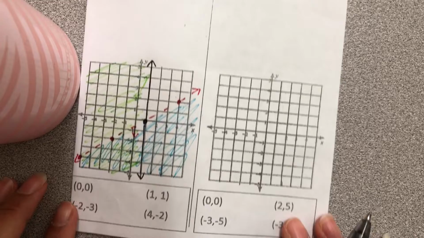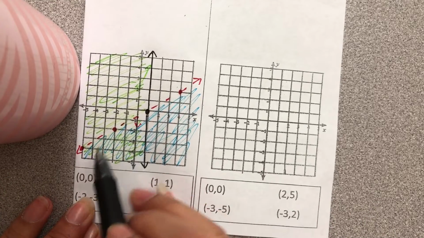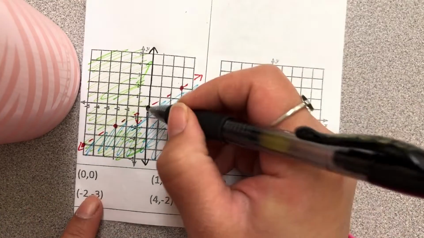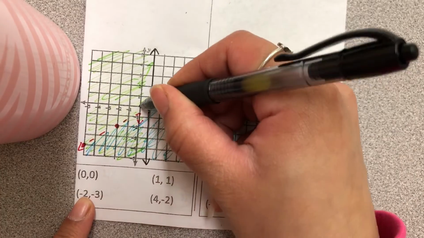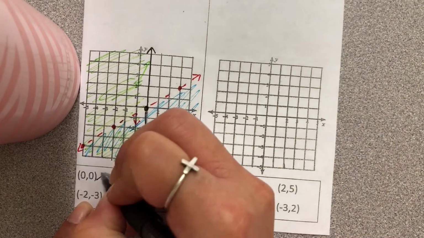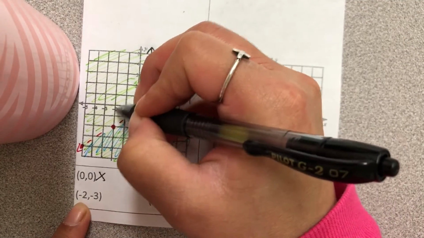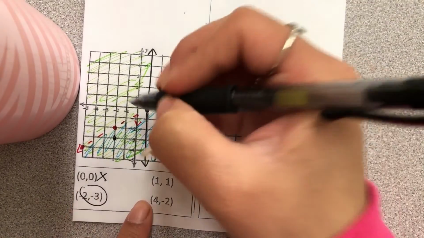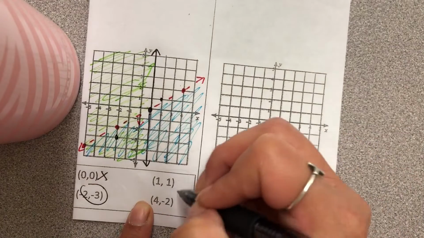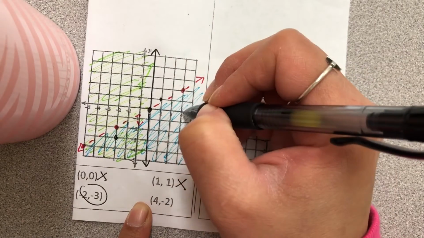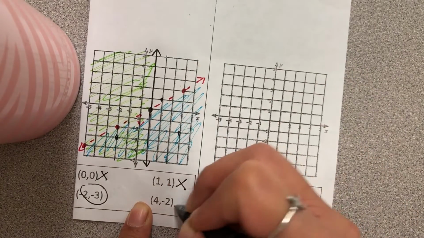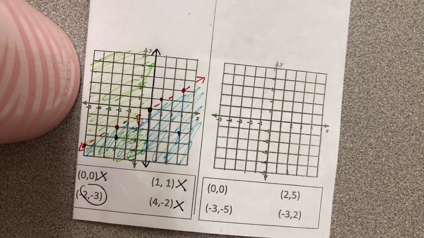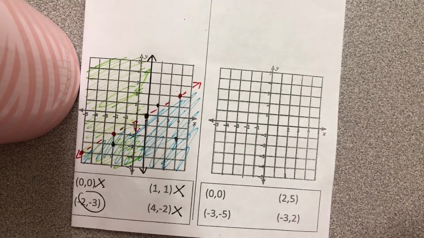So let's check for solutions. There's an overlapping right here, so I know that this is where they're going to be found. 0, 0 is not in the double shaded. -2, -3, yes it is. 1, 1, no. And 4, -2 is not a solution either. Okay.